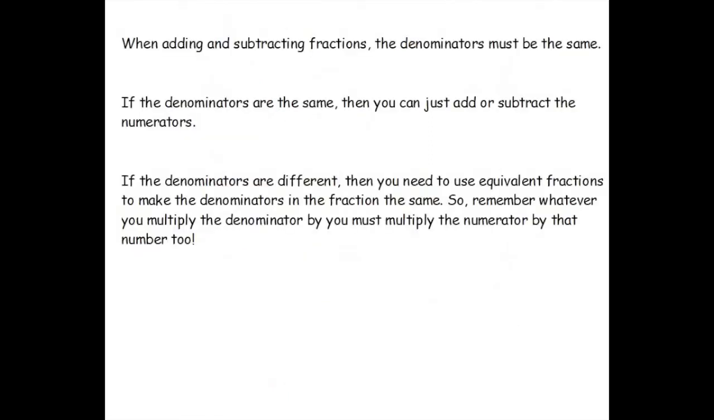So just as a quick recap, when adding and subtracting fractions, the denominators must be the same. So if the denominators are the same, for example, if you had 5 9ths add 3 9ths, because the denominator is the same on both, they are both 9, you can just add or subtract the top. So 5 add 3 would give you 8, and the denominator stays the same. Okay, so that's an example of one where the denominators are already the same.